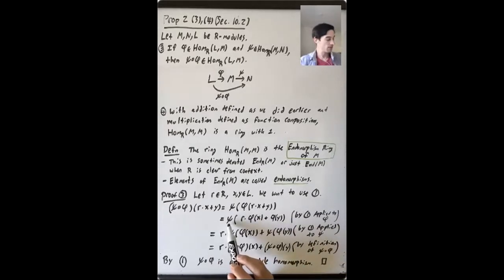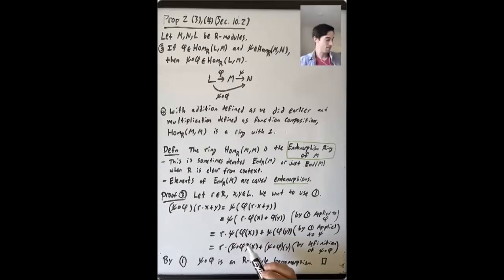So what happens when we apply psi to this element of the R module M? Well, this is r dot phi of x plus phi of y. And because psi is an R-module homomorphism from M to N, we know what happens when we take psi of r dot something plus something else. So if we apply 1 to psi, we see that this has to be equal to r dot psi of phi of x, whatever that is, plus psi of phi of y, whatever that is.